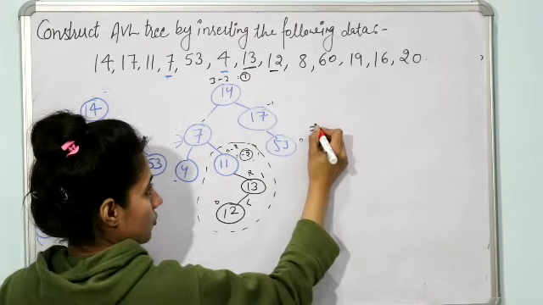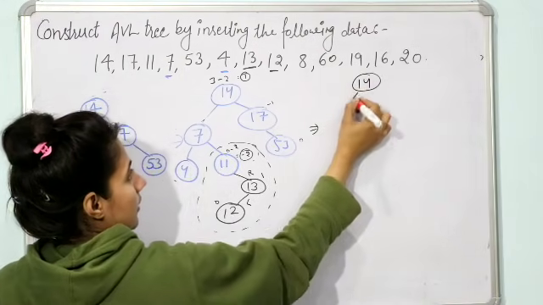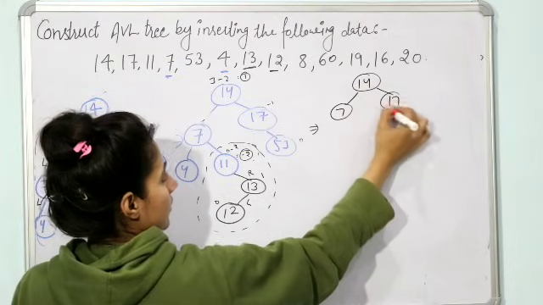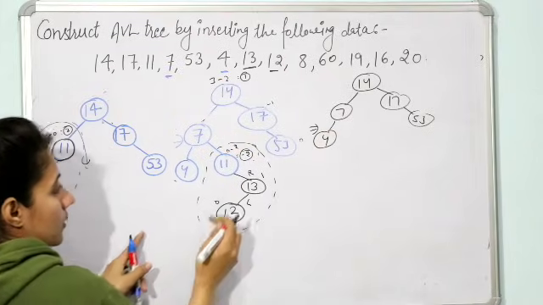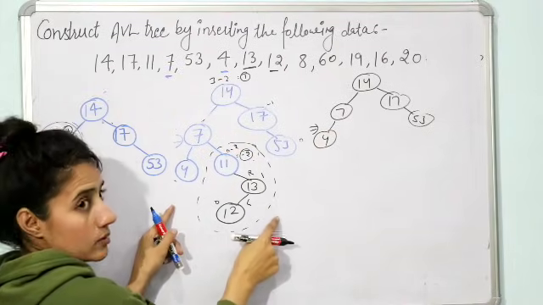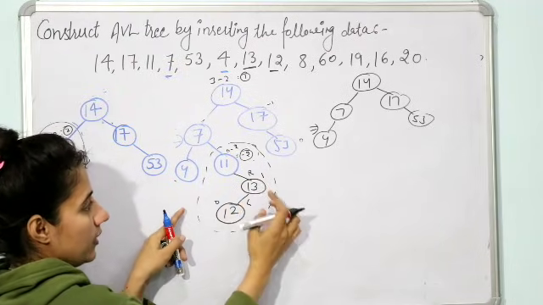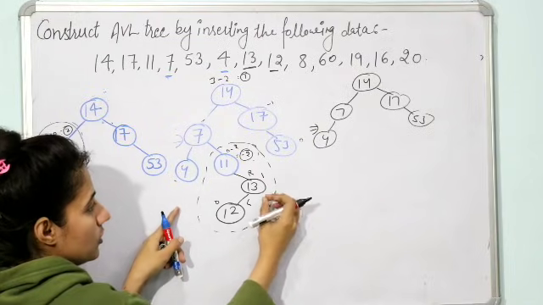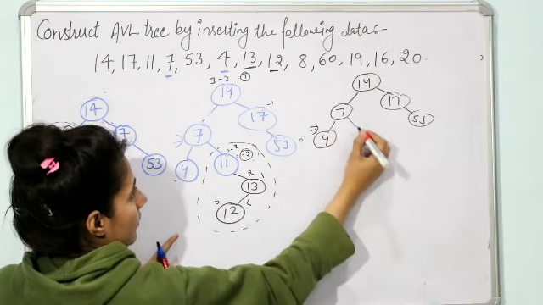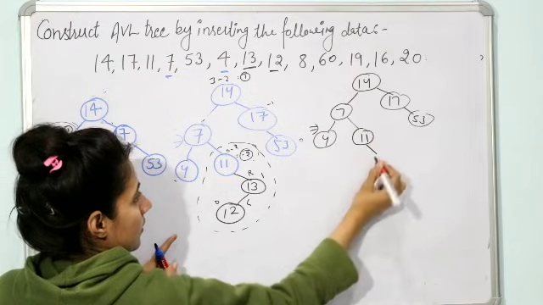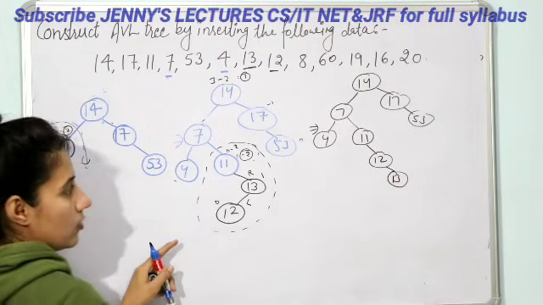How would the tree be constructed? 14, here we have 7, here we have 17, here we have 53, here we have 4. Now first of all right rotation. Okay, how would the right rotation be done? Right rotation would be on this part, because we will make it a right rotation. So this 13 would be pulled down and 12 will go up. 7, here we have 11. Now here this 12 would go up and 13 would go there only.